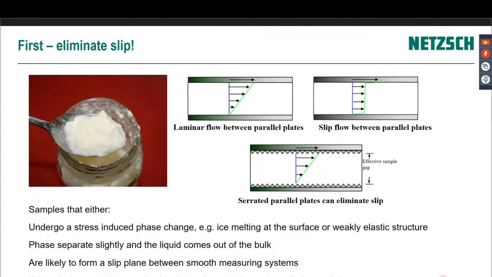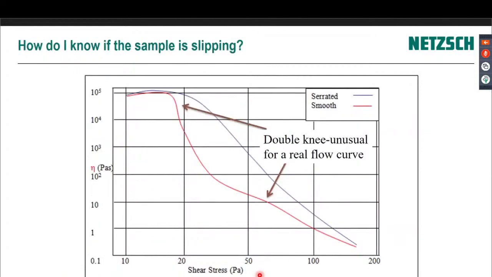So lots of materials slip. Either they melt like ice when you're ice skating, just the surface of the ice melts, or maybe it goes through a phase separation. And in this case, you've got some liquid coming out of the bulk material. And so that causes a slip plane between the measuring systems. And so by accommodating that liquid in this surface roughness, we actually grab hold of the bulk of the sample and then eliminate it. So this is how the results would look.